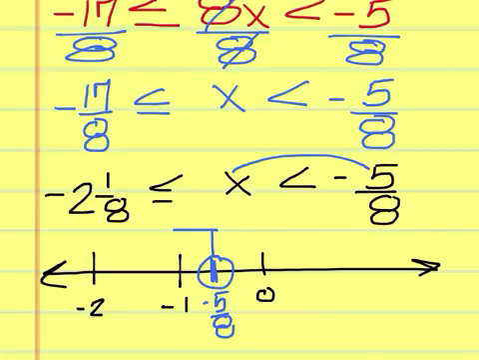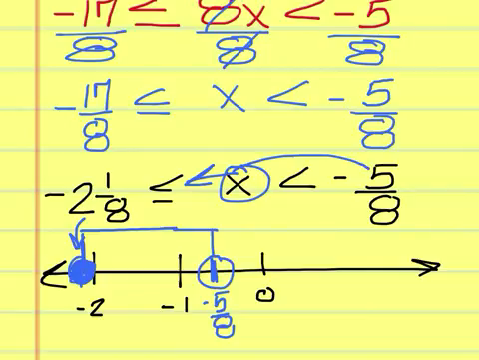The negative 2 1/8 is approximately here. But that's x greater than a negative 2 1/8. The mouth opens to the x. So x greater than or equal to means a closed dot, and it must go to the right. There is your graphical solution.